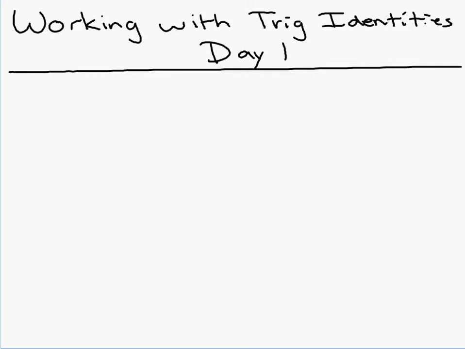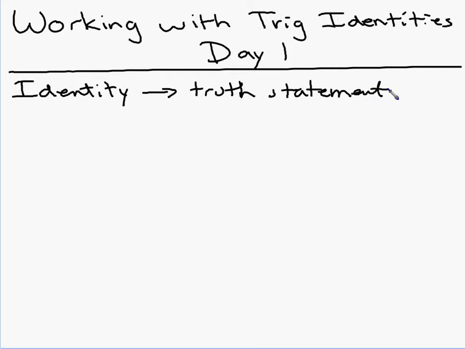An identity is nothing more than a truth statement. Or we could also think of it as equality. A lot of times people get up into pre-calculus and they forget what that equal sign means. And I just want you to look over on the right-hand side at the trigonometric identities.